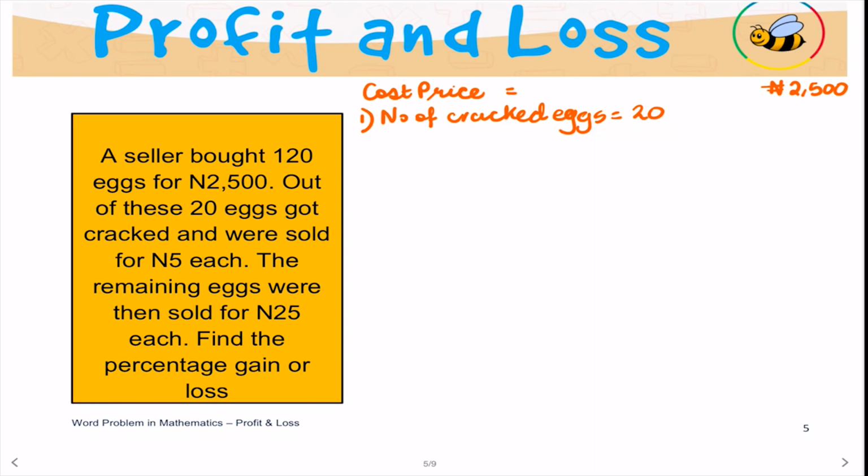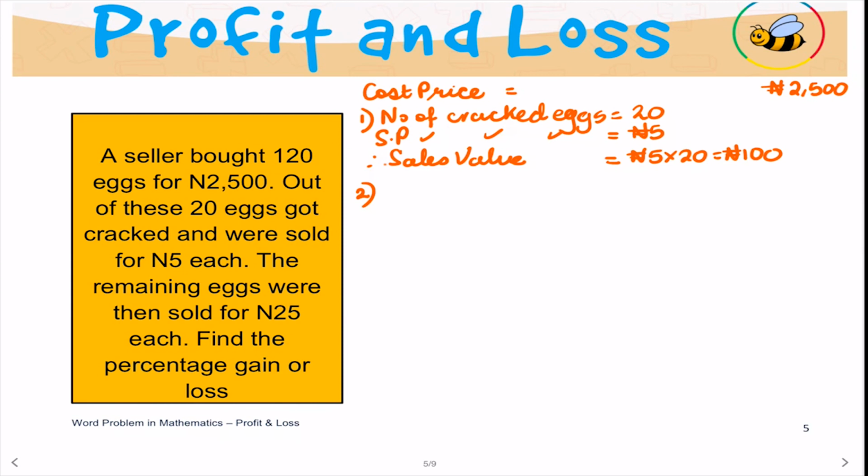We are also told that the selling price of the cracked eggs per unit is 5 naira, meaning that we can calculate the sales value, the sales proceeds of these eggs as 5 naira times 20, which is equal to 100 naira. First thing we are told, and first thing we have been able to deduce.